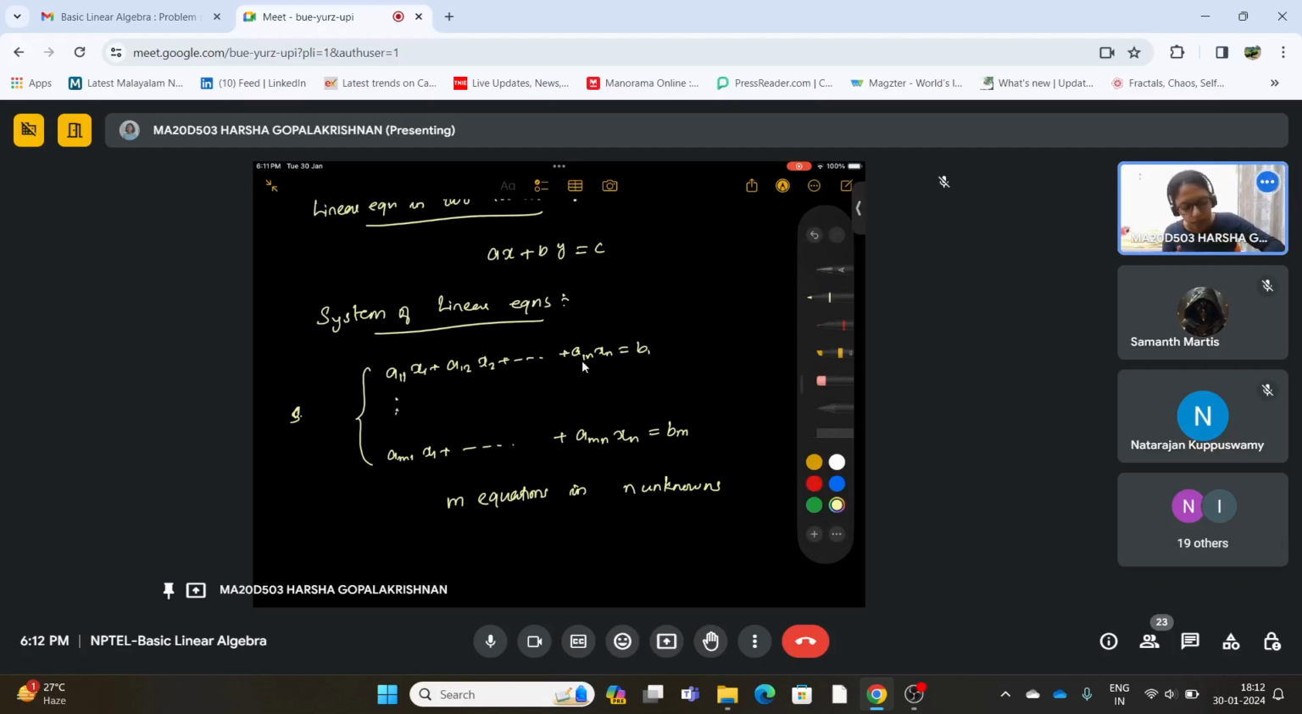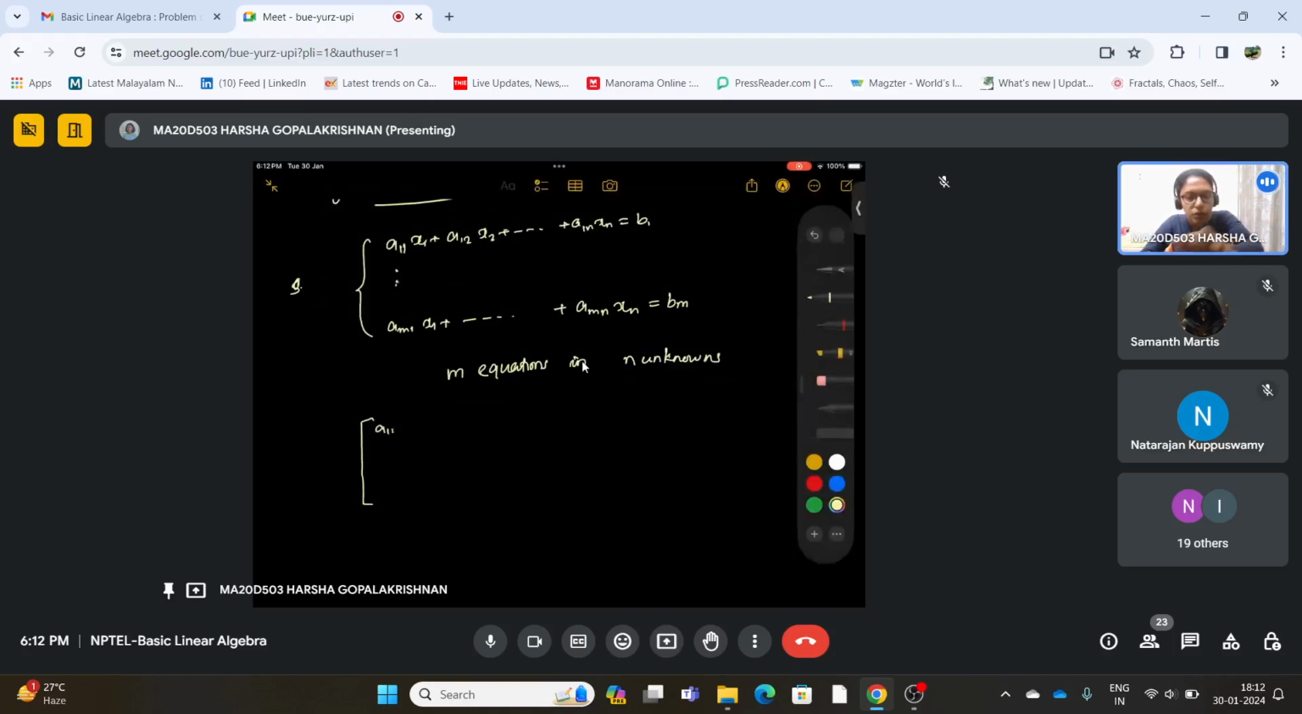Now, this equation we can write in a matrix form also. How will we write it? We will take all the coefficients. The coefficients of the first equation are a11, a12, etc., a1n, and that we will write in the first row, and the second equation's coefficients are in the second row, and the last row is am1 etc., amn.